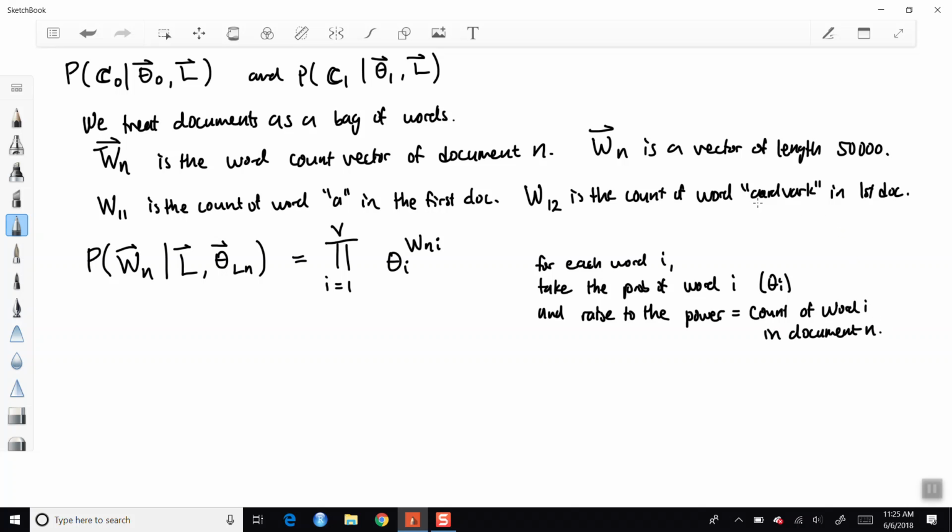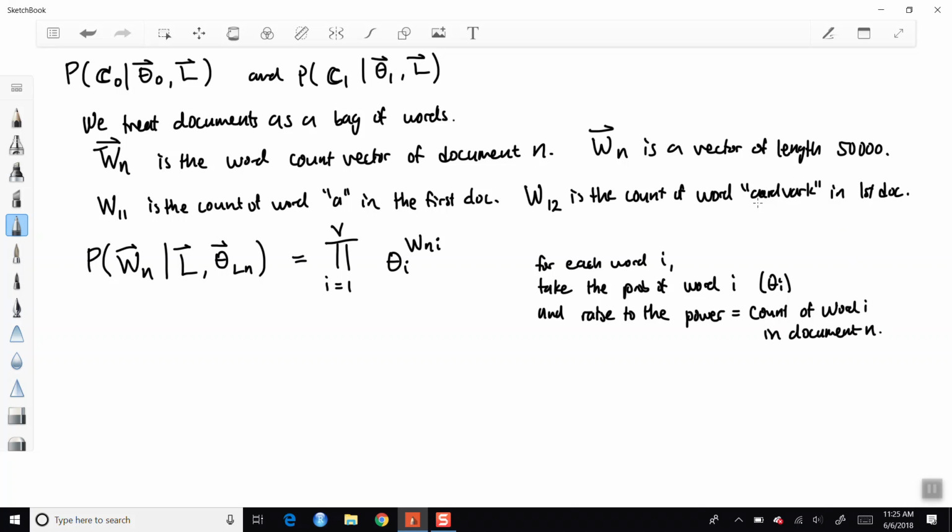Because we're treating it as a bag of words, it's as if we're just drawing from a multinomial, which may not be the most accurate representation of the document, but that's how we're treating this. Does that make sense?